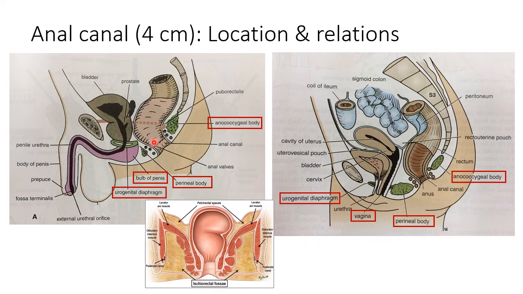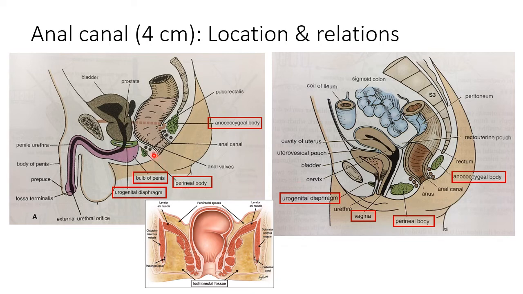So if again it's male and female, when we talk about posterior relations, there is no difference in males or females. There is a collection of fibrous tissue between the coccyx and the anus. It's called the anococcygeal body. It's found posterior to the anal canal in male, and it's also found posterior to the anal canal in females. The difference comes in part of the anterior relations.